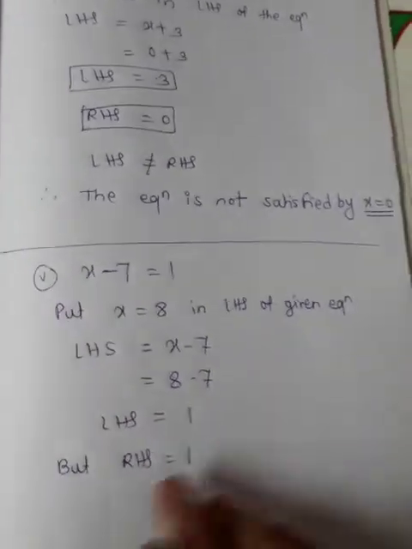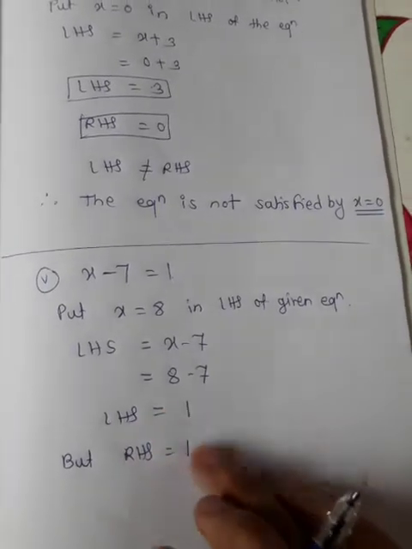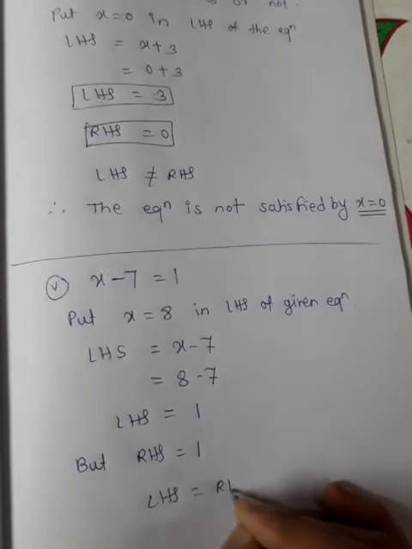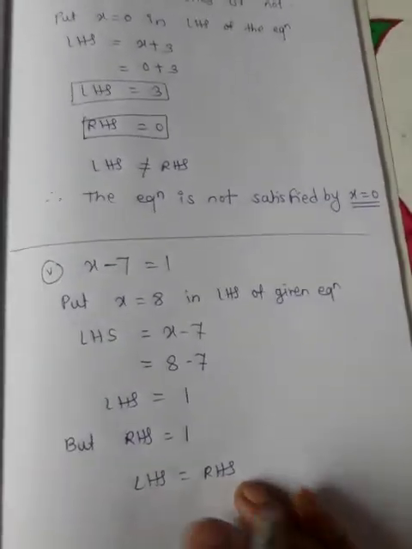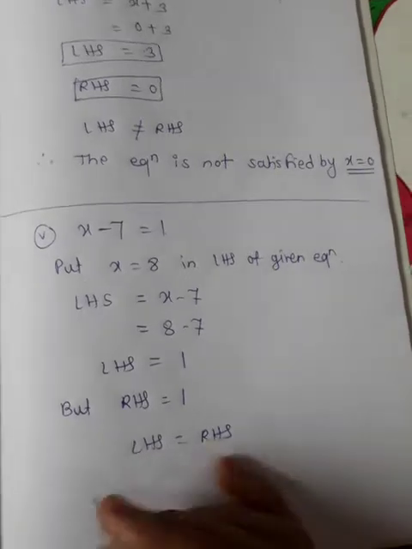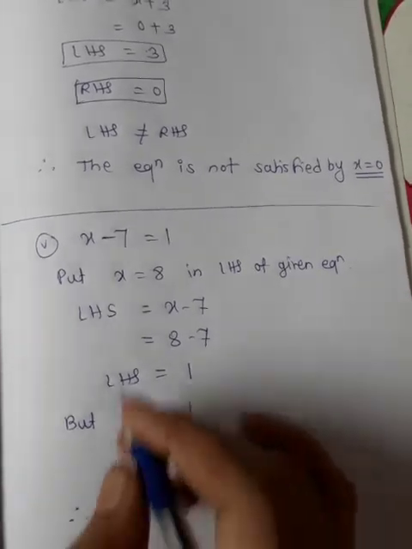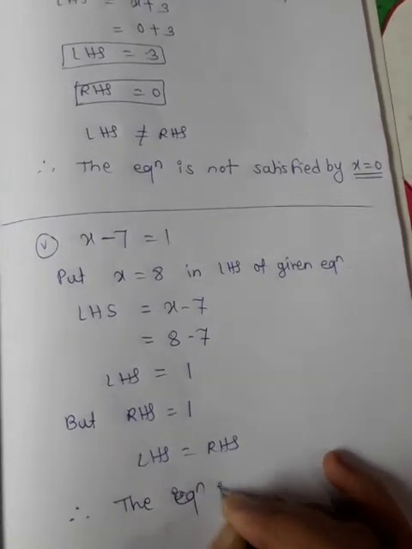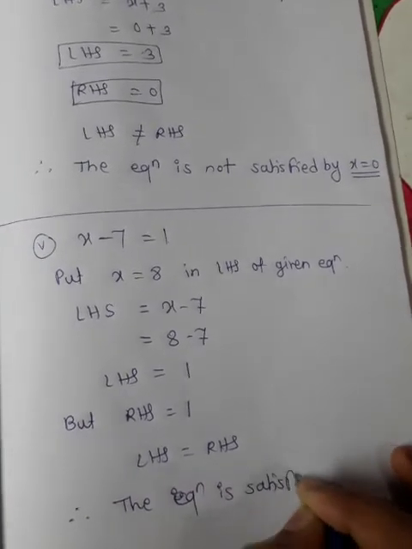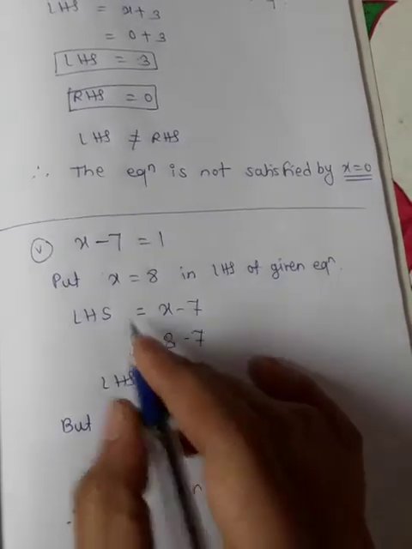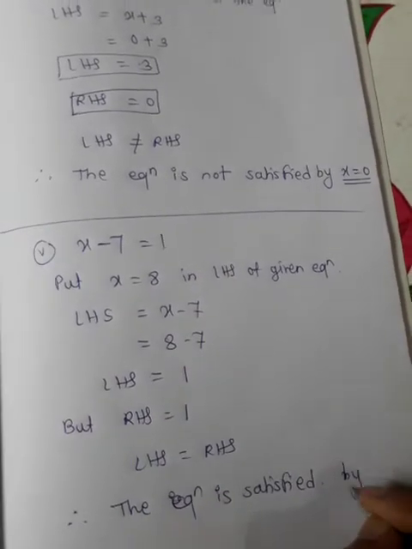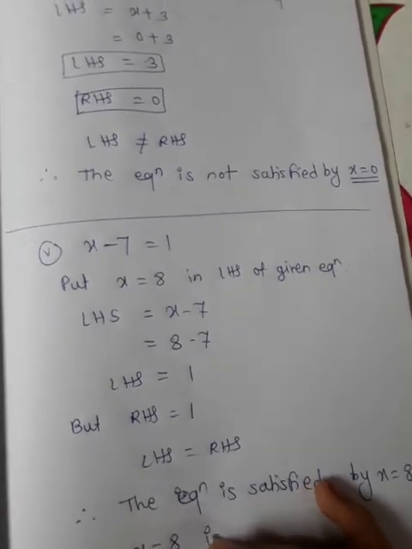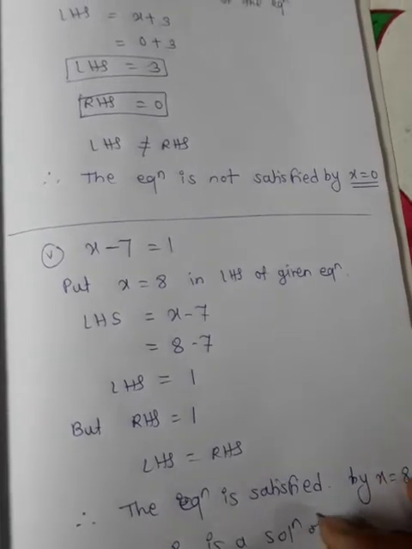Now see here, if we compare this, then you can say that LHS is equal to RHS. So here the property holds, LHS is equal to RHS, therefore the equation is satisfied. Therefore the given equation is satisfied by the value x is equal to 8. Or you can also say that x is equal to 8 is a solution of the given equation.